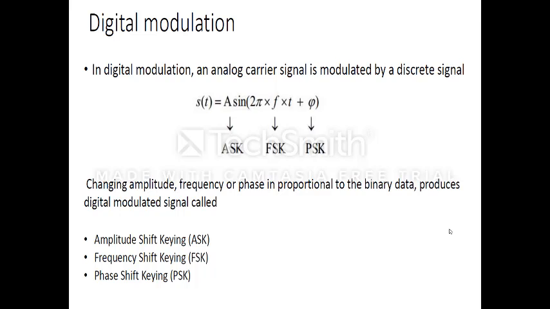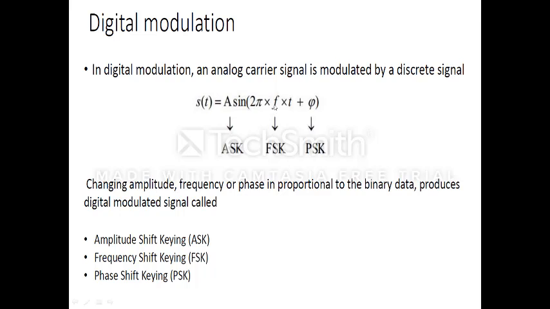Generally, the standard carrier signal can be denoted as S of t is equal to A sin(2 pi f t plus phi), where A is the amplitude, f is the frequency, and phi is the phase. If the carrier's amplitude changes due to the digital data, it is called amplitude shift keying.